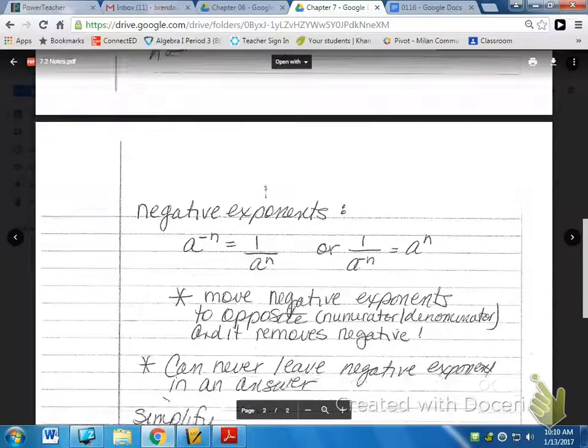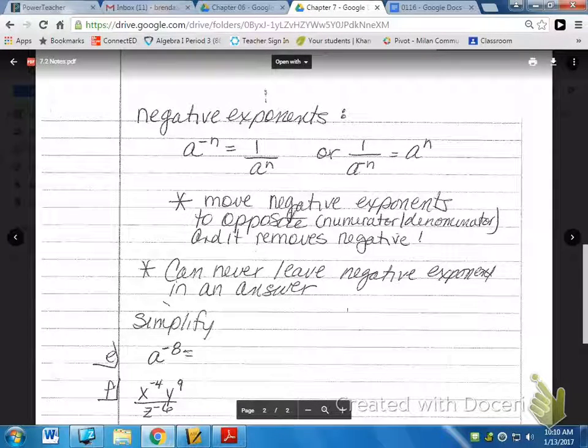And when we talk about division, it brings up negative exponents. And negative exponents were definitely introduced to you last year in pre-algebra. To kind of show you what we're talking about here with negative exponents, a to the negative n. The way that you remove the negative exponent is you take that base and the exponent to its opposite place.